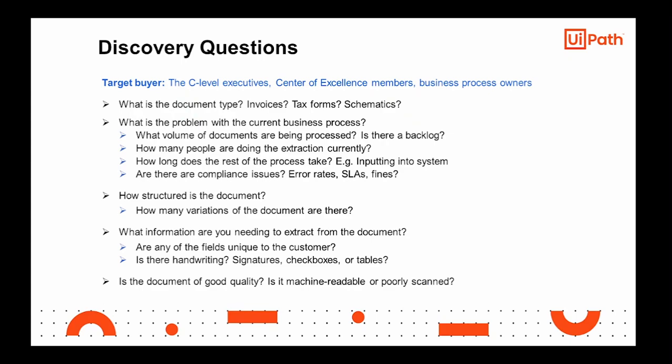Then it is important to understand how structured the document is. How many variations of the document are there, to understand which extraction method we can choose? Then you can clarify what information they need to extract from the document. For example, are there any unique fields? Is there handwriting, signatures, tables, or checkboxes? And finally, clarify if the document has good quality. Is it machine readable or poorly scanned?